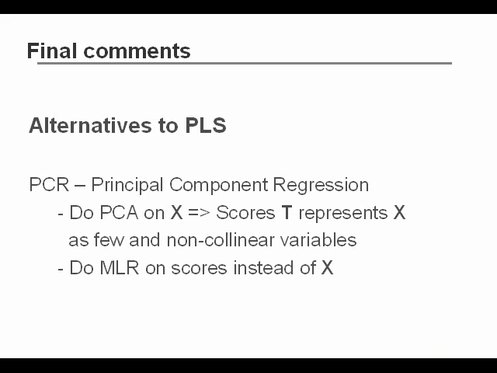Another alternative to PLS is what is called principal component regression. That's a simple principle. You take your X data and do a PCA on that. That will give you a score matrix T, which represents your X. So if you choose enough components, then the T will represent all the systematic variation in X, and therefore you can use T instead of X for building a regression model. And in fact, you can use MLR to build that regression model, because you know now that you have few variables from your PCA, and you know that they are not correlated because scores from PCA are orthogonal per definition.